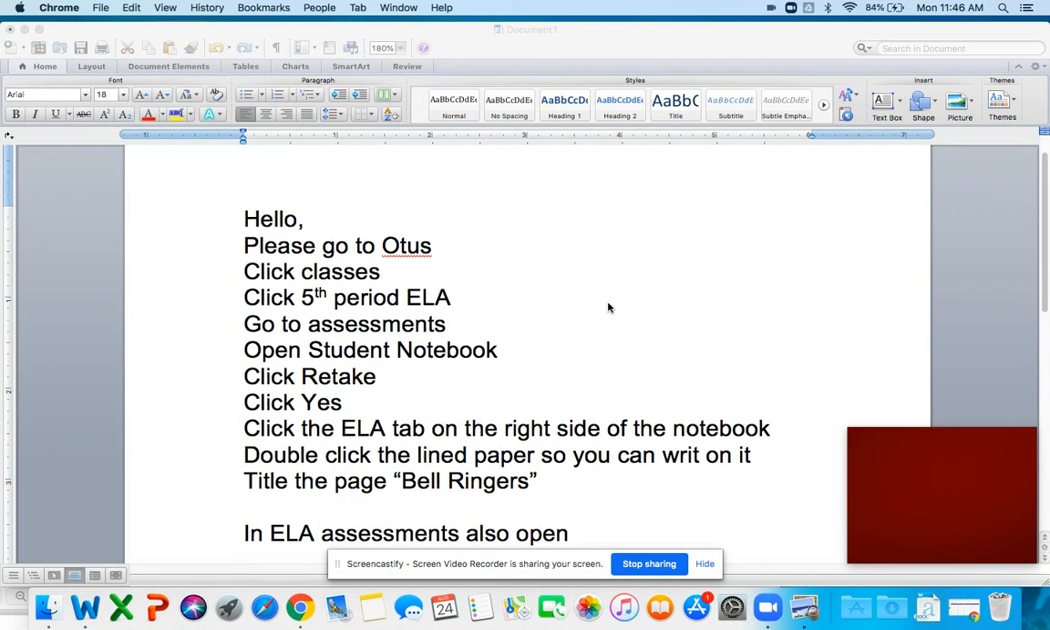So again, you're going to go to Otis, click Classes, click 5th period ELA, go to the Assessments tab, and then open up your student notebook. Now, for those of you who turned it in as that practice activity, you are just going to click Retake. It's going to say, are you sure? That's going to erase your grade and you're going to have to start over. It's fine. It's not even a real grade. I'm going to delete that anyway. So you're going to click Yes.